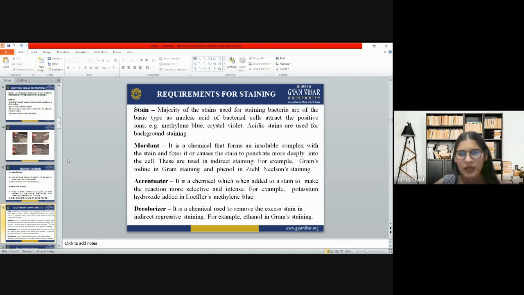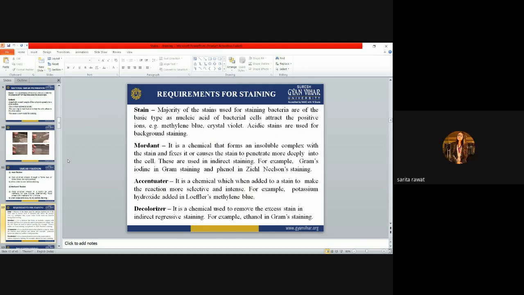Then we have the mordant. It is a chemical that forms an insoluble complex with the stain and fixes it, or causes the stain to penetrate more deeply into the cell. These are used in indirect staining, for example, gram iodine in Gram staining and phenol in Ziehl-Neelsen staining.